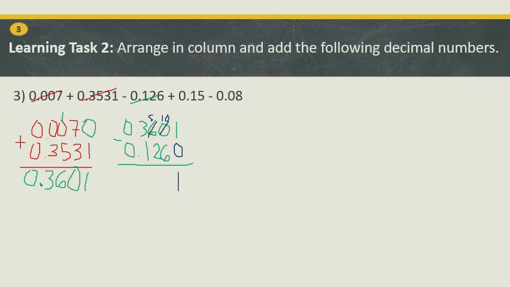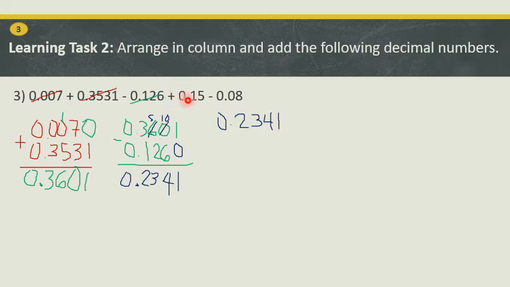Okay, so, minus na natin. 10 minus 6 is 4. 5 minus 2 is 3. 3 minus 1 is 2. Then, copy natin yung decimal point. Then, 0 minus 0 is 0. So, ito yung ating answer para sa subtraction. And then, so, ito na yung sunod natin. So, meron na tayong 2,341 10,000ths.